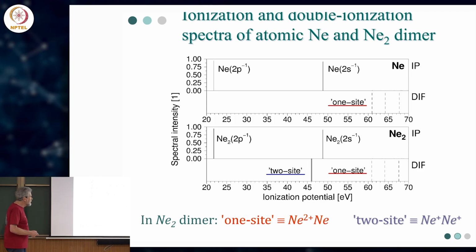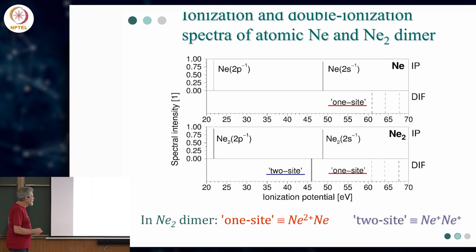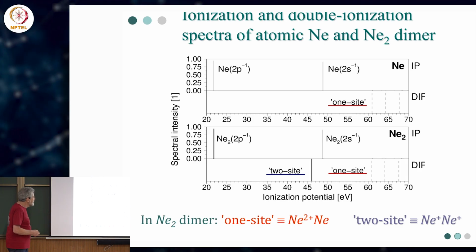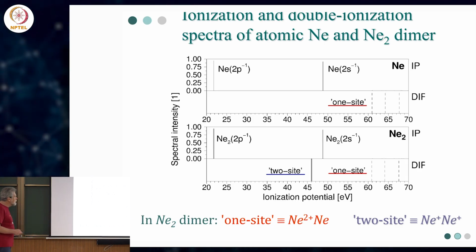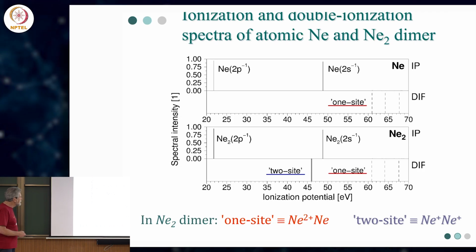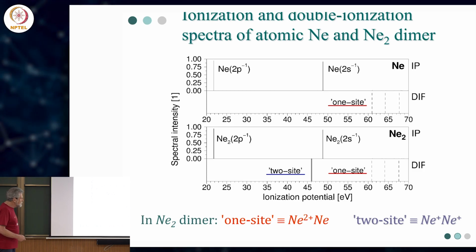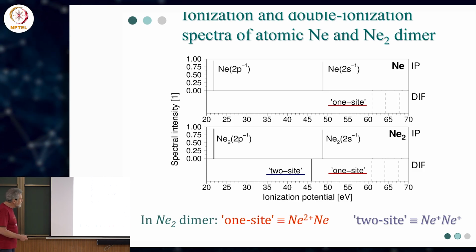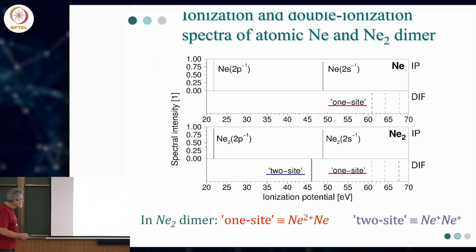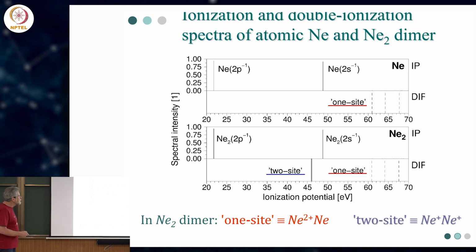So this is a so-called one-site state. There is neon plus plus. Now, if you take a dimer, you see on that energy scale you hardly see any differences. And you have the one-site levels, which are neon 2 plus, neon. You see, again, that's a calculation. There is hardly any difference to the atom.